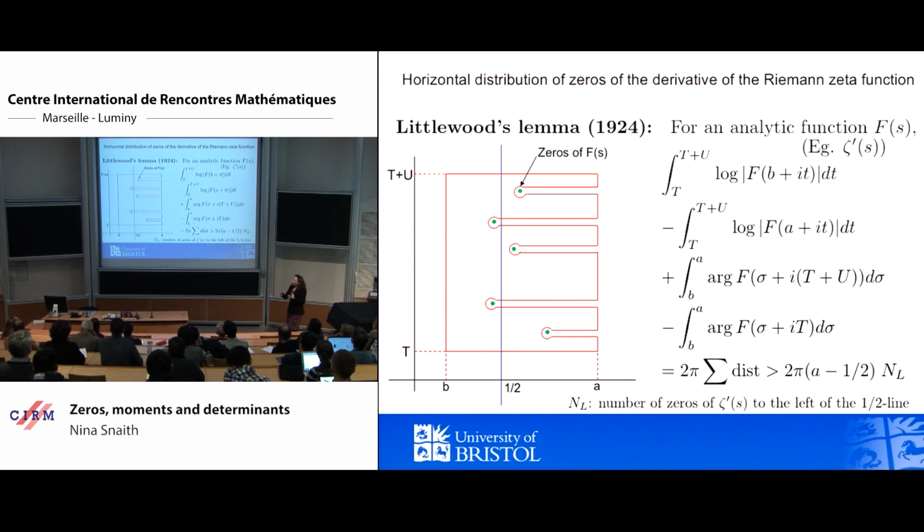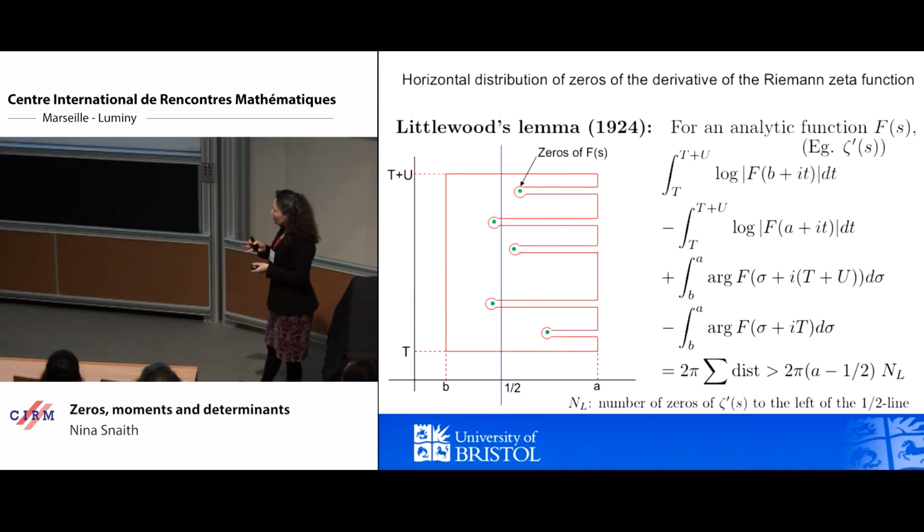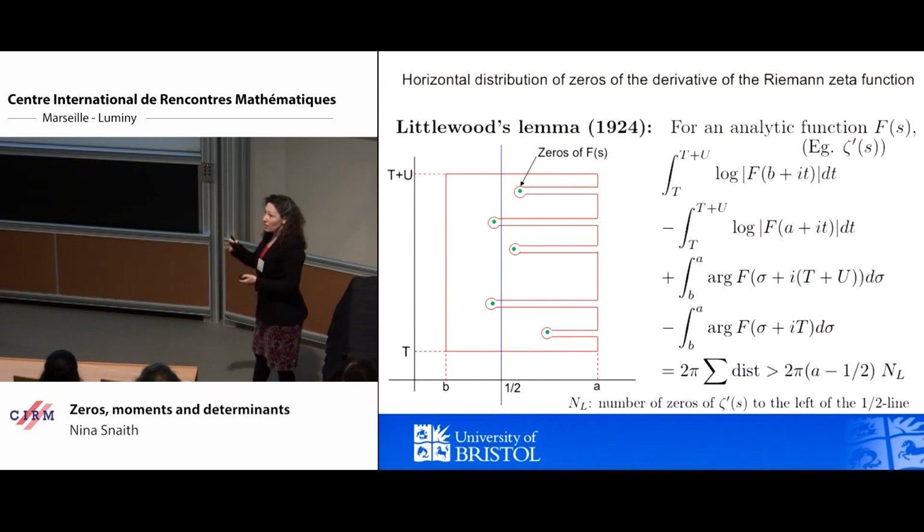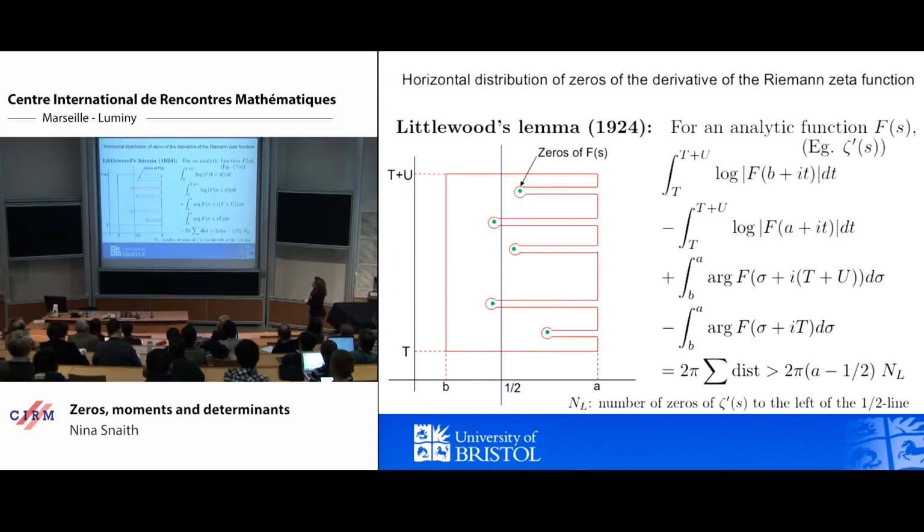I'm going to move to talk about moments of the derivative of zeta. This slide is to convince you that getting bounds on the number of zeros of the derivative to the left of the half line can be related to moment problems, that is, averages of values of the zeta function or its derivative. So here's a picture. Say these green dots are the zeros of some function. This could be any function, but we're going to be thinking of it as zeta prime.